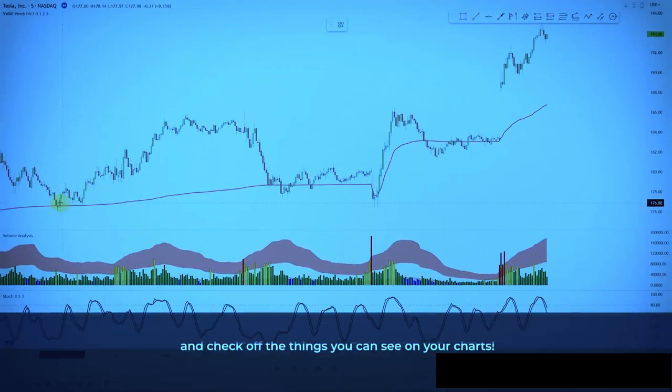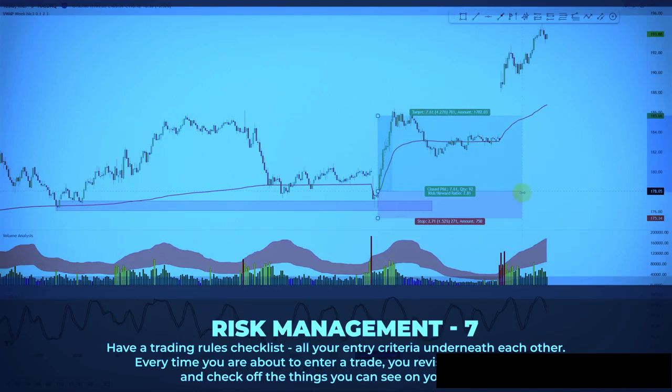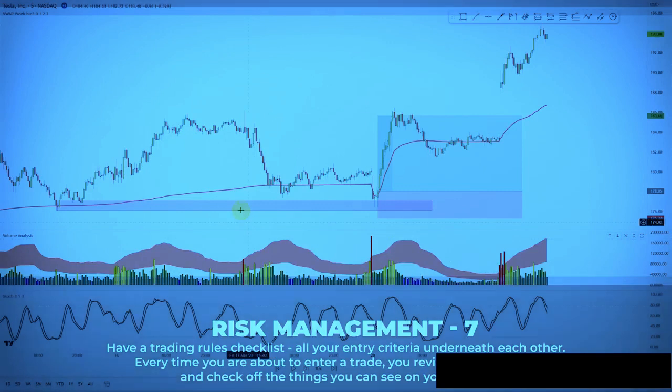When you day trade, you must have a trading rules checklist. A checklist must state all your entry criteria underneath each other. And every time you are about to enter a trade, you revisit your checklist and check off the things you can see on your charts. With a checklist, it becomes obvious right away if a trade really matches your criteria or not. Again, if you can visually see that the trade that you are about to take is breaking your rules, you are most likely to avoid those painful mistakes.